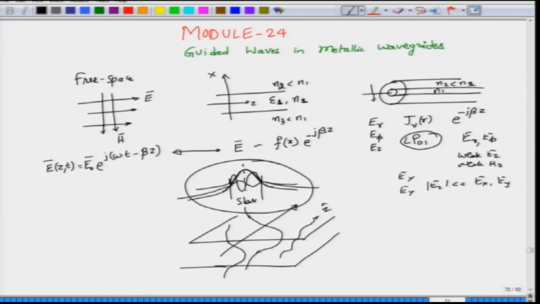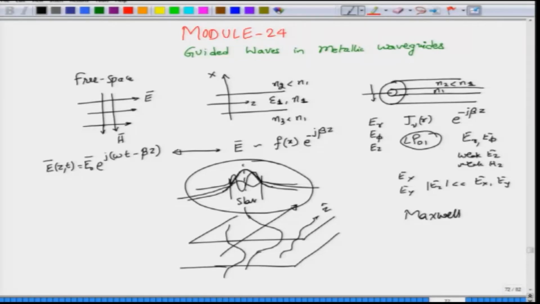So, what I am trying to get across to you is that when we say a mode, there are only two conditions that a mode has to satisfy. One is Maxwell's equations. These have to be satisfied by all modes. Obviously, otherwise if you have electric and magnetic fields which are not satisfying Maxwell's equations, then they are not true solutions of the electromagnetic field model.